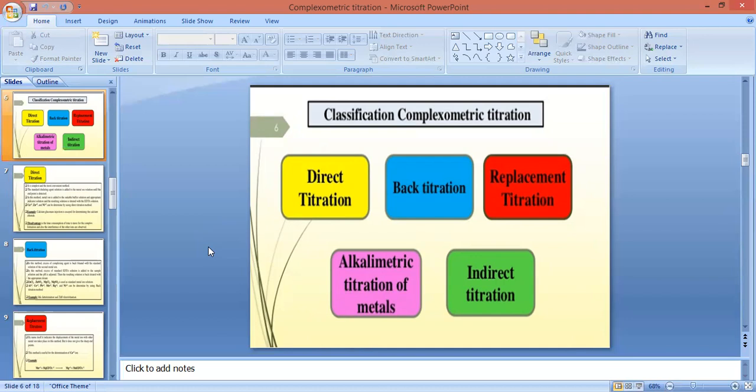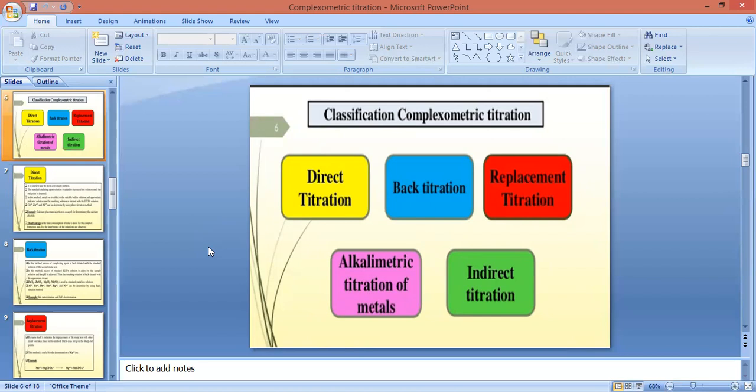In back titration, we treat the metal ion with an excess amount of complexing agent, in the conical flask itself. The unreacted or remaining complexing agent is then back titrated with a second metal ion. The third type is the replacement titration, particularly done for drug substances containing calcium or manganese. In replacement titration, firstly there is formation of a complex between the second metal ion and EDTA. After getting the endpoint of the titration between the second metal ion and EDTA, the second metal ion is replaced with the first metal ion.